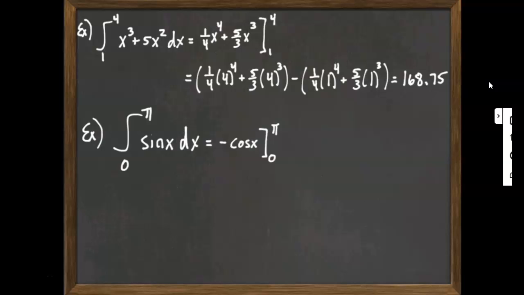So then we just plug those in. Negative cosine of pi minus negative cosine of 0. Remember, cosine of pi is -1. That's the negative of -1, which would be 1. And cosine of 0 is 1, so it's minus a -1, which would be +1. So it turns out this integral of this sine function from 0 to pi is actually the whole number 2.